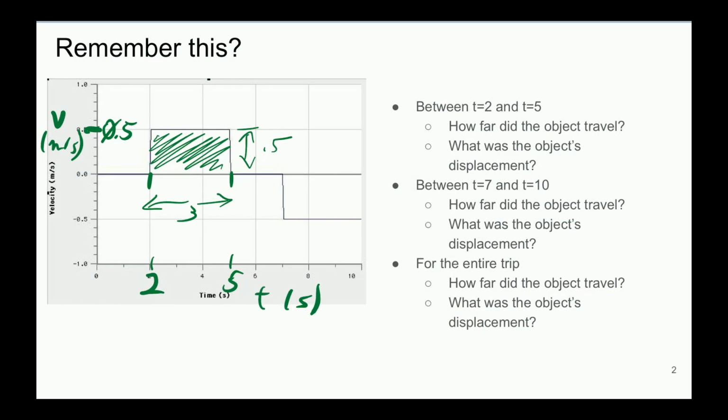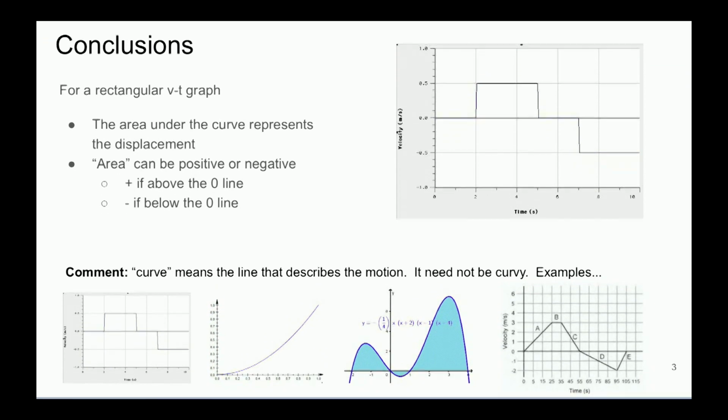Let's go check the other end over here. If we look at the area later, it looks like the same area, but we know that the velocity is negative here, right? It's a negative velocity of negative 0.5. And so the displacement must have been negative. Looks like for this whole trip, since those areas are the same, it looks like that object is back where it started from.